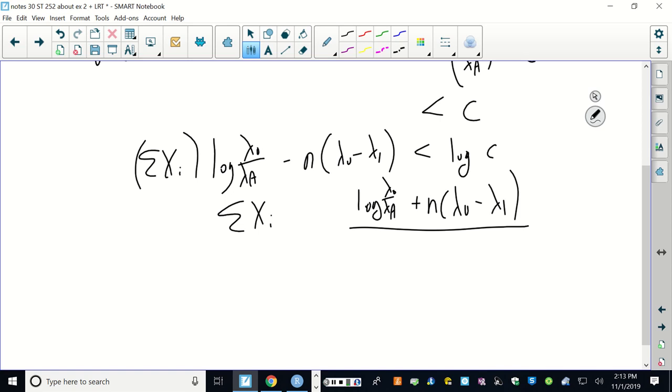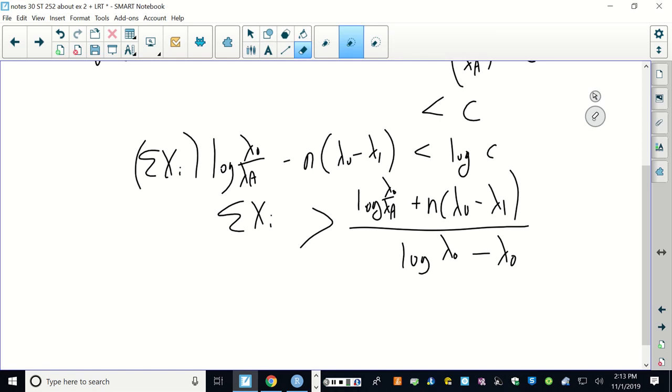Now here's a little wrinkle. If lambda a is bigger, this is less than 1, and we're dividing by a negative number. Right? When you divide by a negative number, the inequality flips. So here's this log of lambda 0. It can also be written as the difference of the logs. Right. So this says reject the null hypothesis when the sum of xi's is big enough.